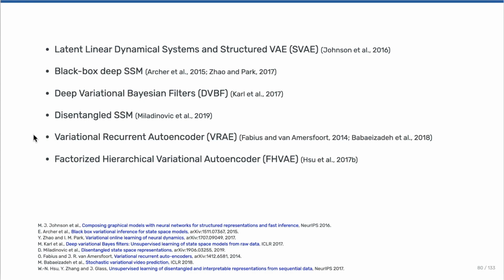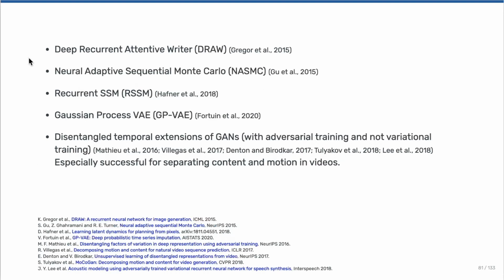Then we have a series of models that are more connected to STORN, VRNN, and SRNN, like the Variational Recurrent Autoencoder by Fabius and van Amersfoort, that was published in 2014 and was probably very inspiring for later works. We have the Factorized Hierarchical Variational Autoencoder by Su et al. We have the DRAW model, Deep Recurrent Attentive Writer, by Gregor and colleagues, which models the generation process of an image. We have the Neural Adaptive Sequential Monte Carlo by Gu et al. We have the Recurrent SSM by Hafner et al.